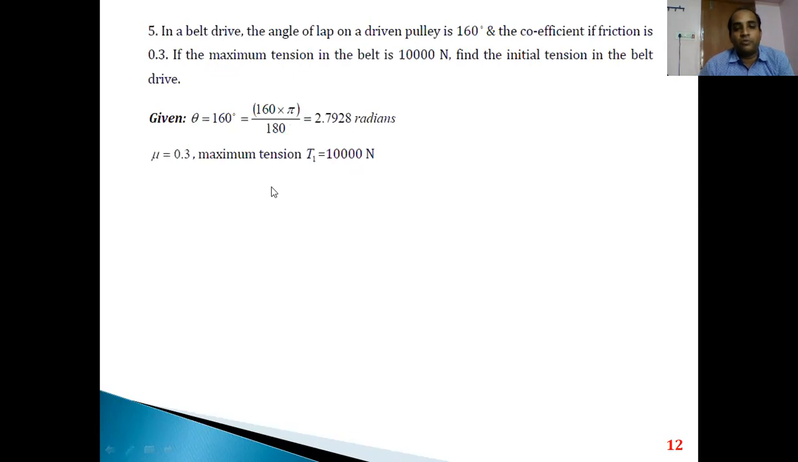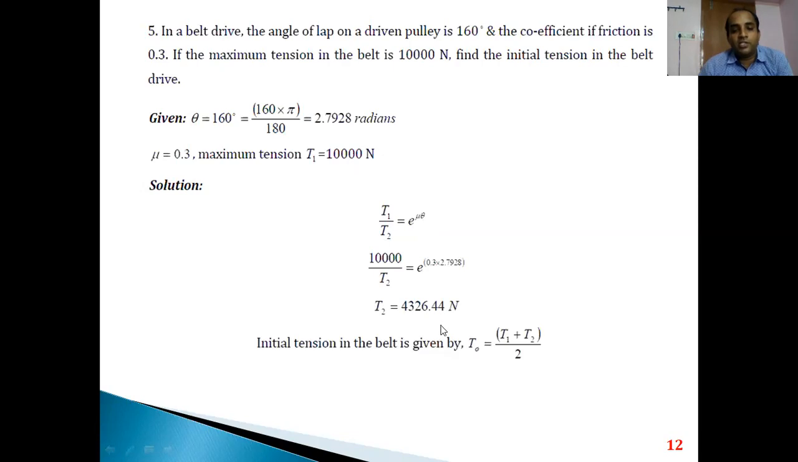We have the value of mu. So we substitute in the ratio of belt tensions, that is T1 by T2 is equal to e raised to mu theta. Mu is available, theta is available, T1 is given, so you will get the value of T2. Once we get the value of T2, we find the value of the initial tension. So T0 is equal to (T1 plus T2) by 2, that is the average of the tight side and the slack side of the belt. We get this value as 7163.22 newtons. This is the initial tension in the belt.